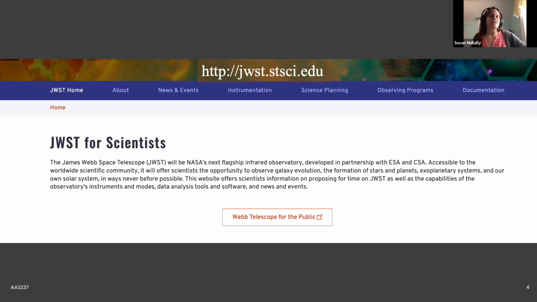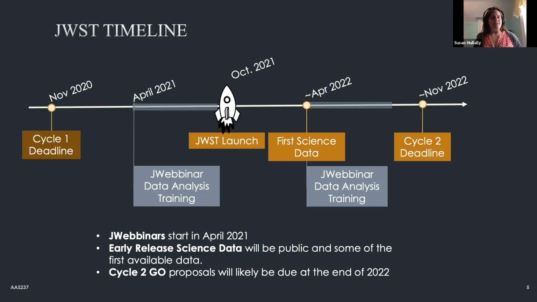So let's dive into the timeline as to where we are for JWST, and let me convince you that maybe now is the time to jump into thinking about using this observatory. You just missed the cycle 1 deadline, which was back in November 2020. But even if you didn't put in a proposal, no worries, there's still plenty you can do. The telescope is planning to launch in October this year. After that, it goes through a 6-month period of commissioning, followed by science data coming out.